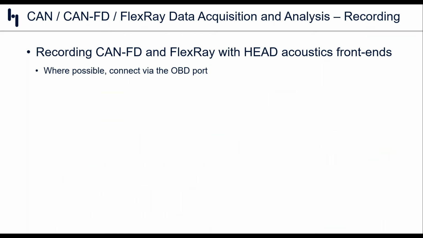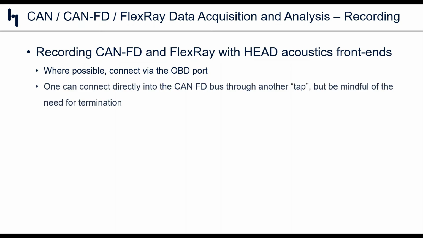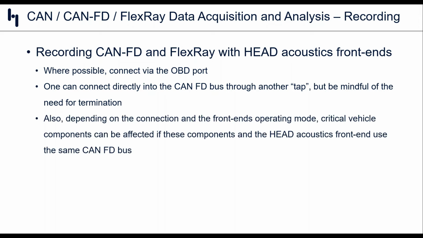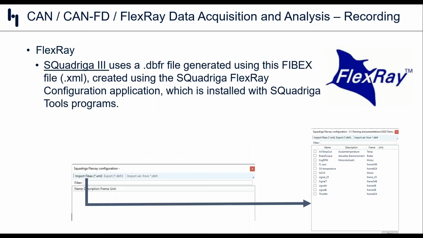So recording CAN FD and FlexRay data with head acoustics. Where possible, connect via the OBD port. It is a safer port than trying to tap into it somewhere else. One can connect directly into the CAN FD bus through another tap, but again, be mindful of the possible need for termination. Also, depending on the connection and the front end's operating mode, critical vehicle components can be affected if these components and the head acoustics front end utilize the same CAN FD bus. I mentioned that before a couple times.